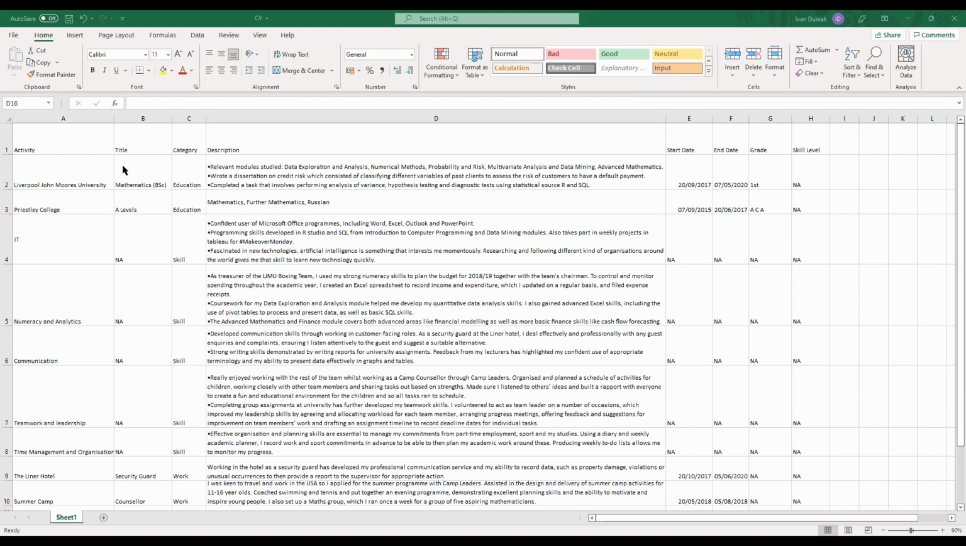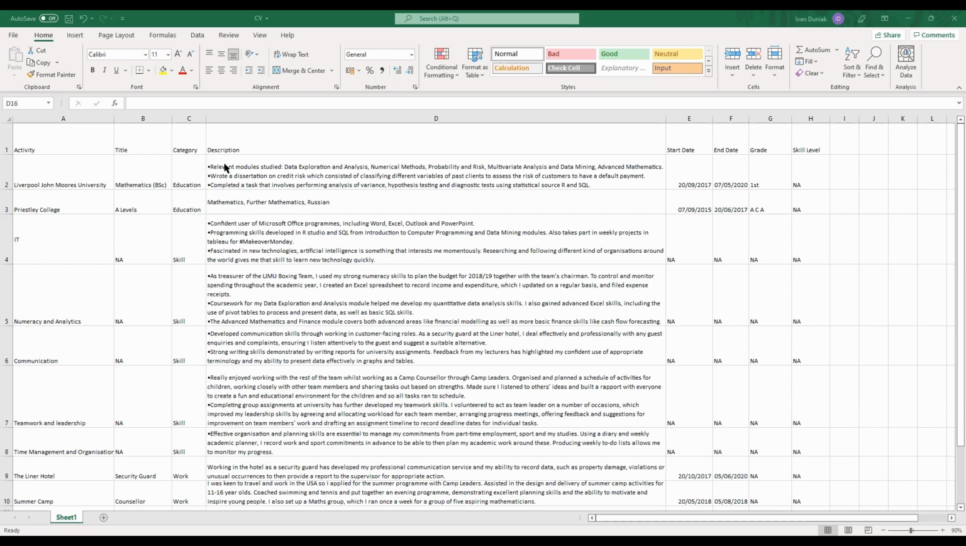The next column is the title of the activity. So I have the specific degree I did in university. I have my A levels for college. For work, I have the role at the company. The next column is category for my activity. For the university, it's education, and the same for college. Then I have my skills and my work.